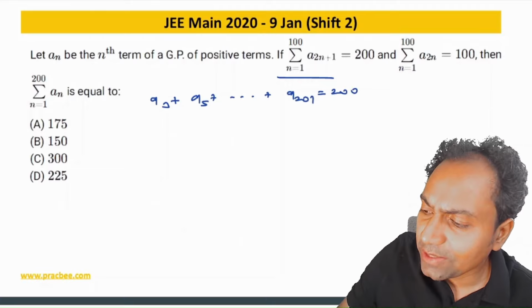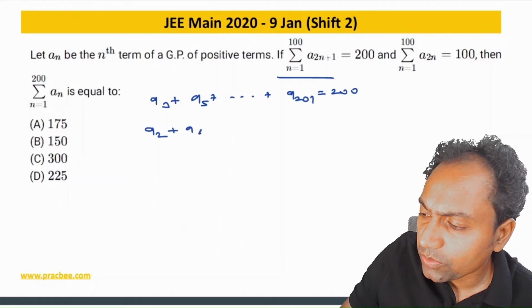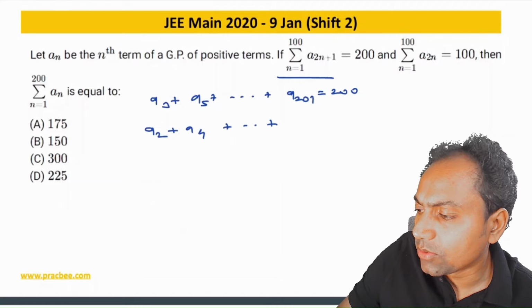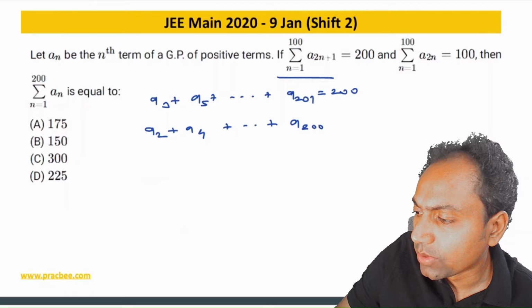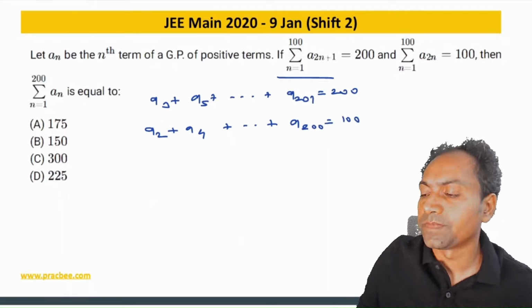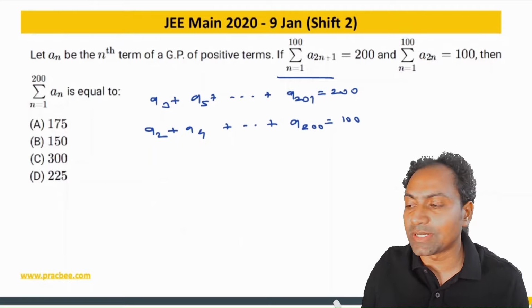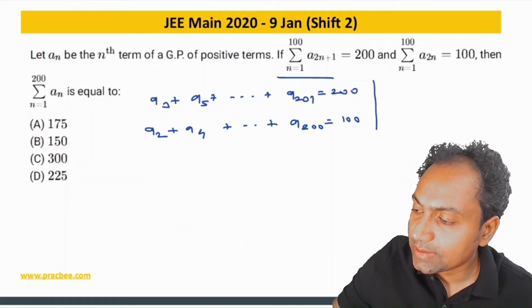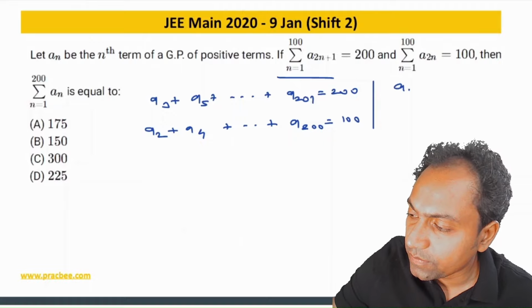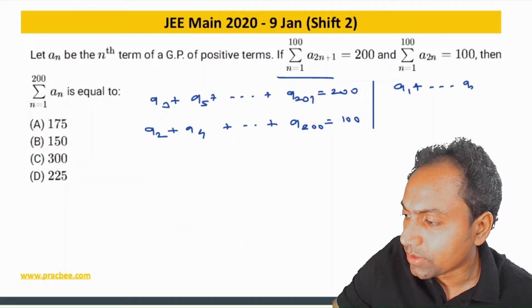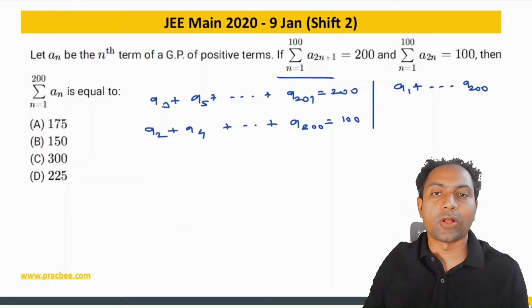And in the next part, they talk about they start with A2, then A4, and they then go up till nothing but A200, and this sum is 100. These are the two conditions given to us, and what they are asking us is to tell the value of the sum from A1 to nothing but A200, taking all the values at the same time.